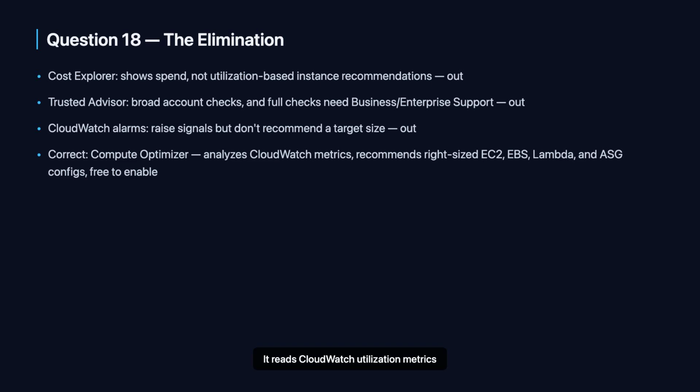Out. The correct answer is Compute Optimizer. It reads CloudWatch utilization metrics and recommends right-size configurations for EC2, EBS, Lambda, and auto-scaling groups, and it's free to enable. This is the tool that flagged Megacorp's over-provisioned fleet back in the cost episodes.